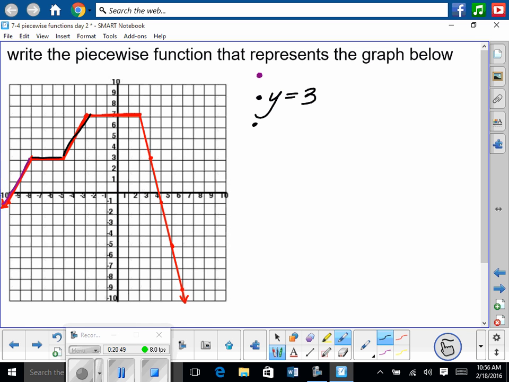What line is that? Anyone? Got it yet? 2x plus 19. 2x plus 19. Okay. 2x plus 19. So we have y is equal to 2x plus 19. Awesome. Now what about this line right here? Let's do that one. Somebody else do that one.